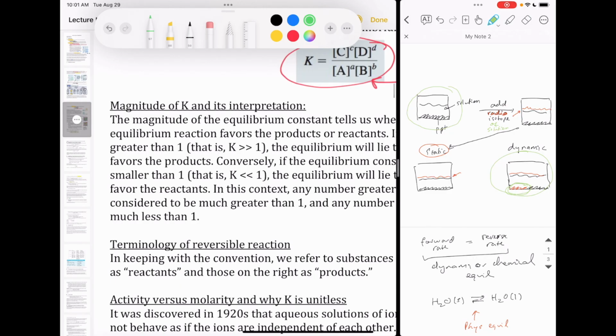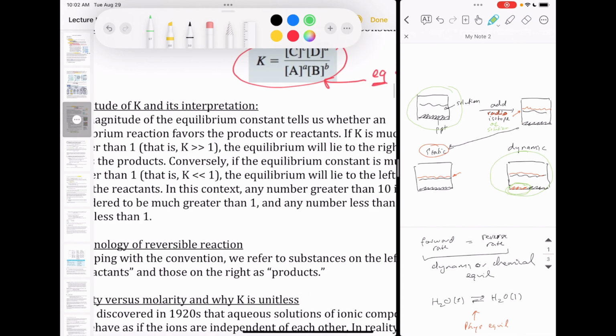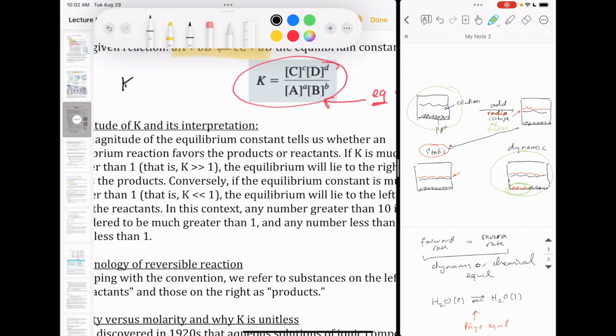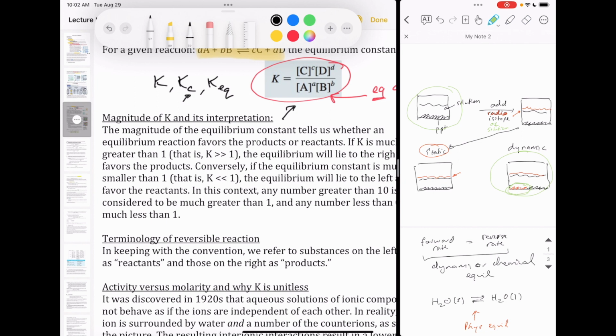In the previous lecture, we just learned how to calculate the equilibrium constant, which has the symbol K. It also has a symbol Kc, because Kc there stands for concentration, and sometimes you'll see it written as Keq. So all of those refer to that same mathematical expression of concentration ratios. The magnitude of K actually tells us something about this reaction.